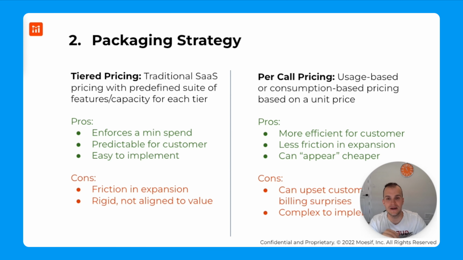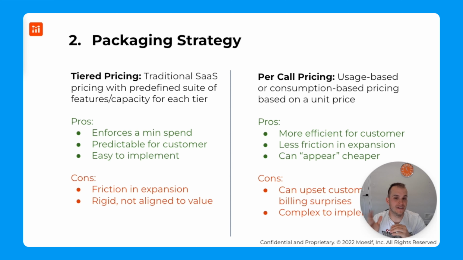Now, when it comes to how to actually package the API calls, we can start looking at a packaging strategy. So we have 2 examples here, which is tiered pricing versus per call pricing. Tiered pricing, this is traditional SaaS pricing where you pay for a predefined suite of features or a predefined quota, and that's based on the tier that you're taking. Now for per call pricing, this is usage based or consumption based. So you're going to pay per unit of usage. Both of these can work. Sometimes some companies will have a mix of both of these.